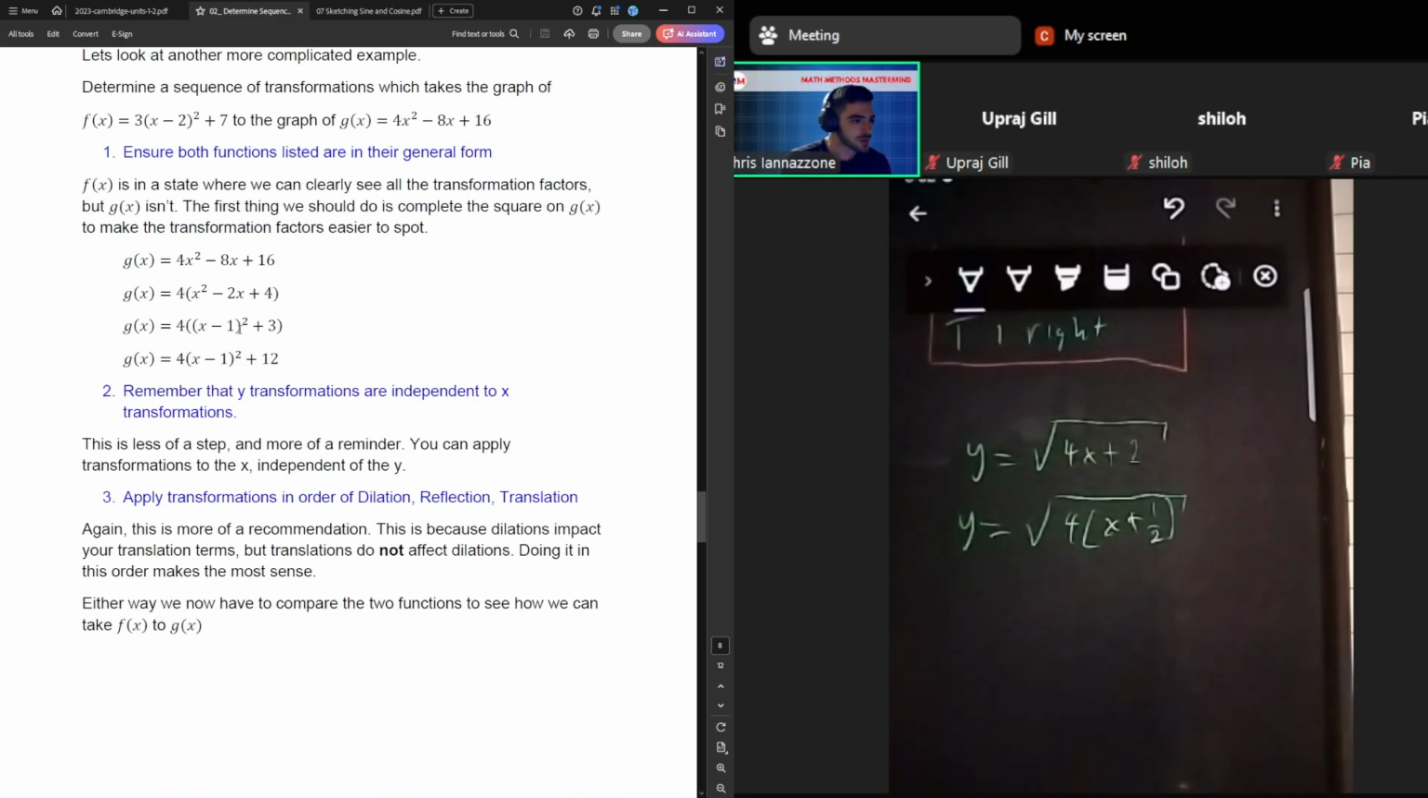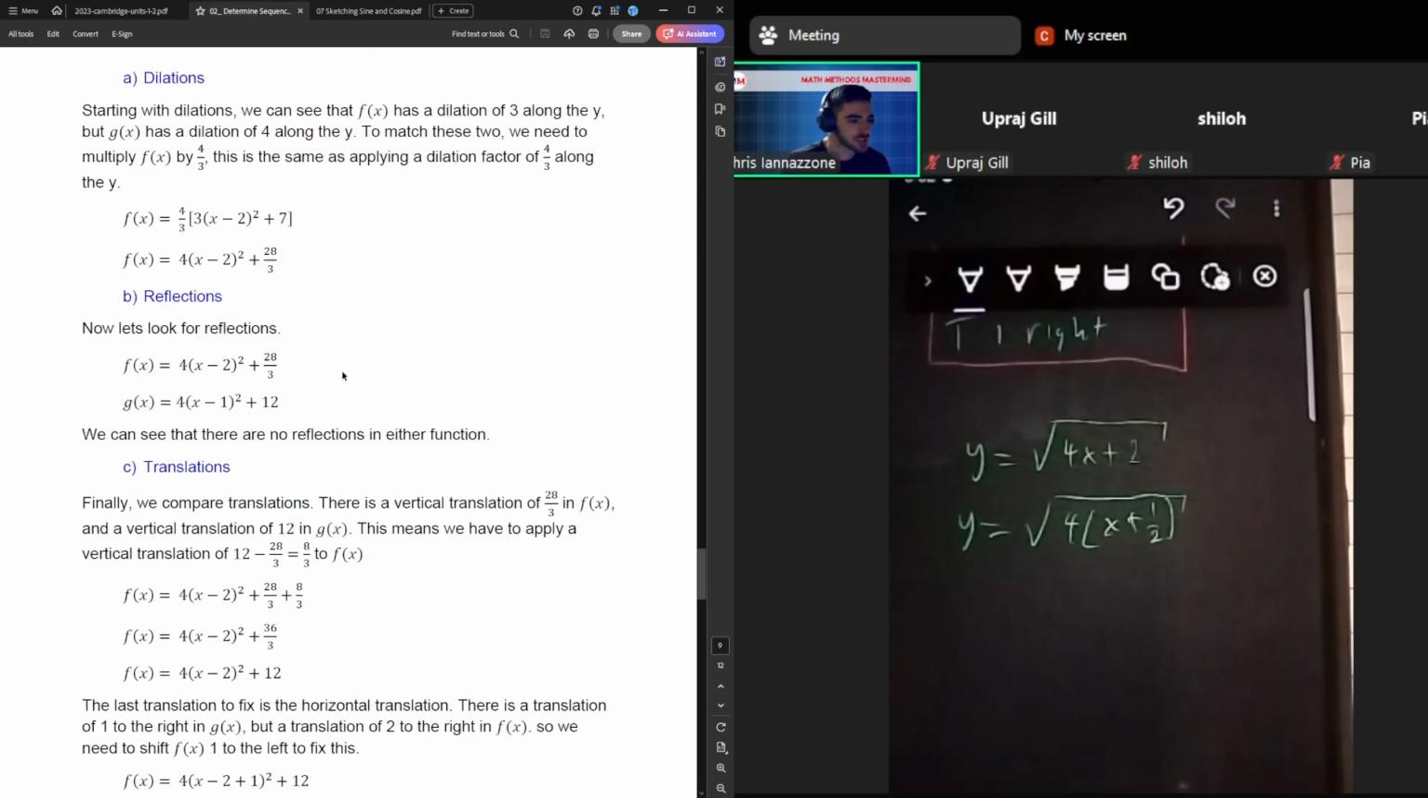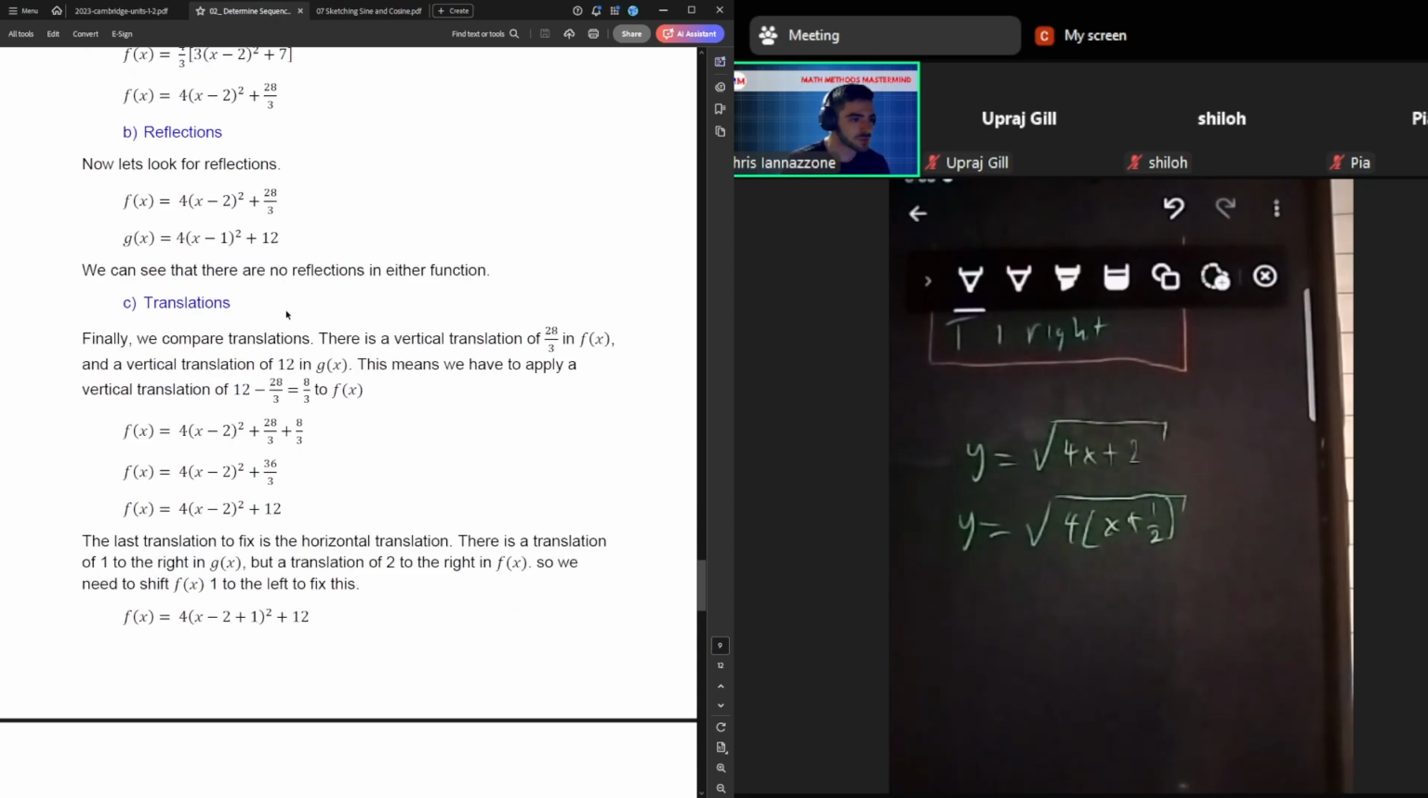There were no dilations on the x to speak of, and so we can move on to the next step, which would be any reflections. There are no reflections, so we're happy. This is our new current set of functions. No reflections, happy enough.